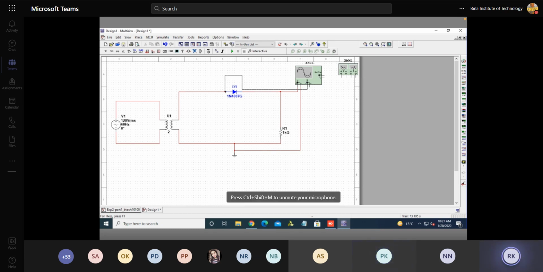Okay, now ground you connect over here. Negative side to ground.